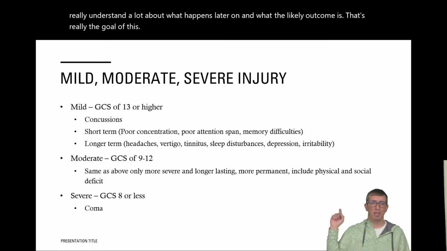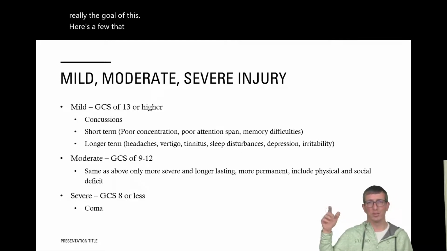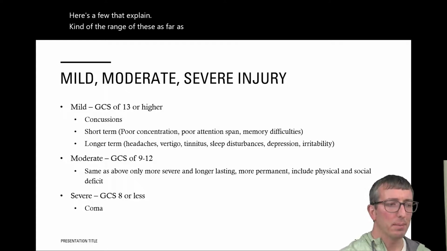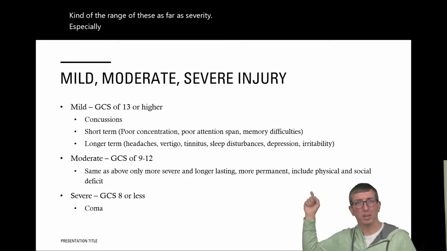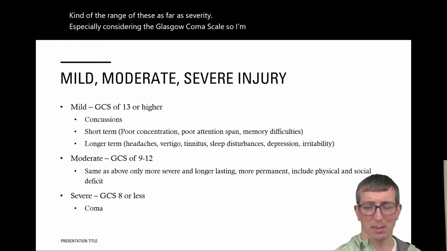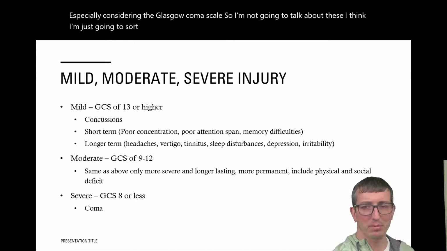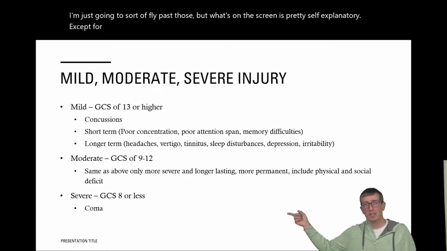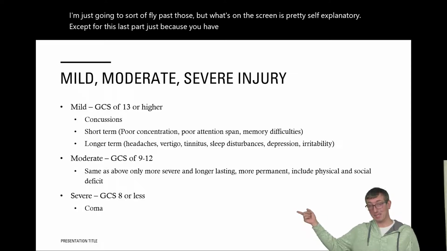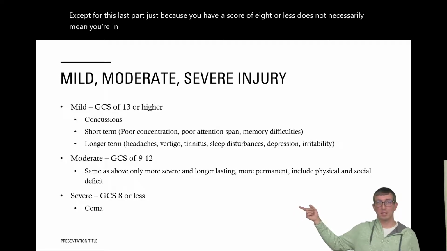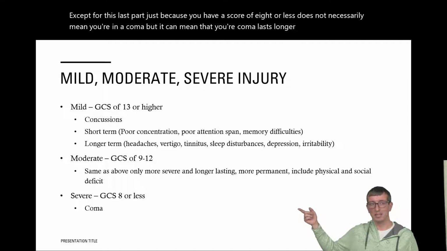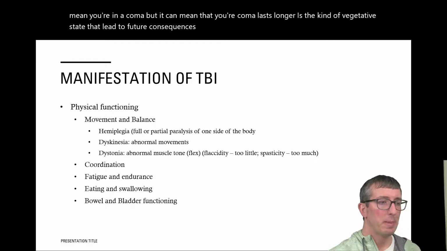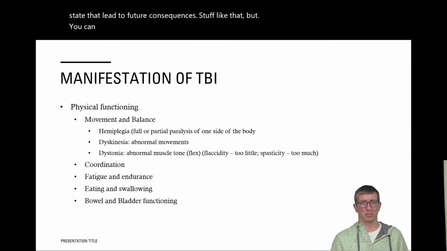Here's a few that explain the range of these as far as severity, especially considering the Glasgow Coma Scale. I'm not going to talk about these. I'm just going to sort of fly past those, but what's on the screen is pretty self-explanatory. Except for this last part. Just because you have a score of 8 or less does not necessarily mean you're in a coma, but it can mean that your coma lasts longer or is the kind of vegetative state that'll lead to future consequences, stuff like that. But you can look at the scale itself.